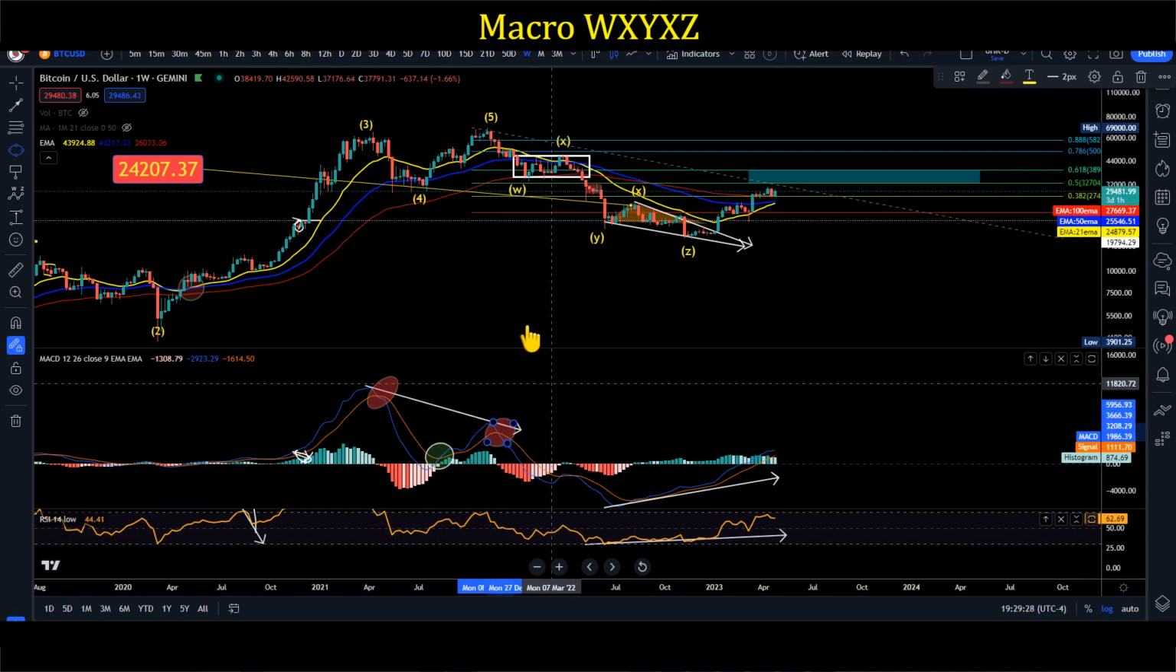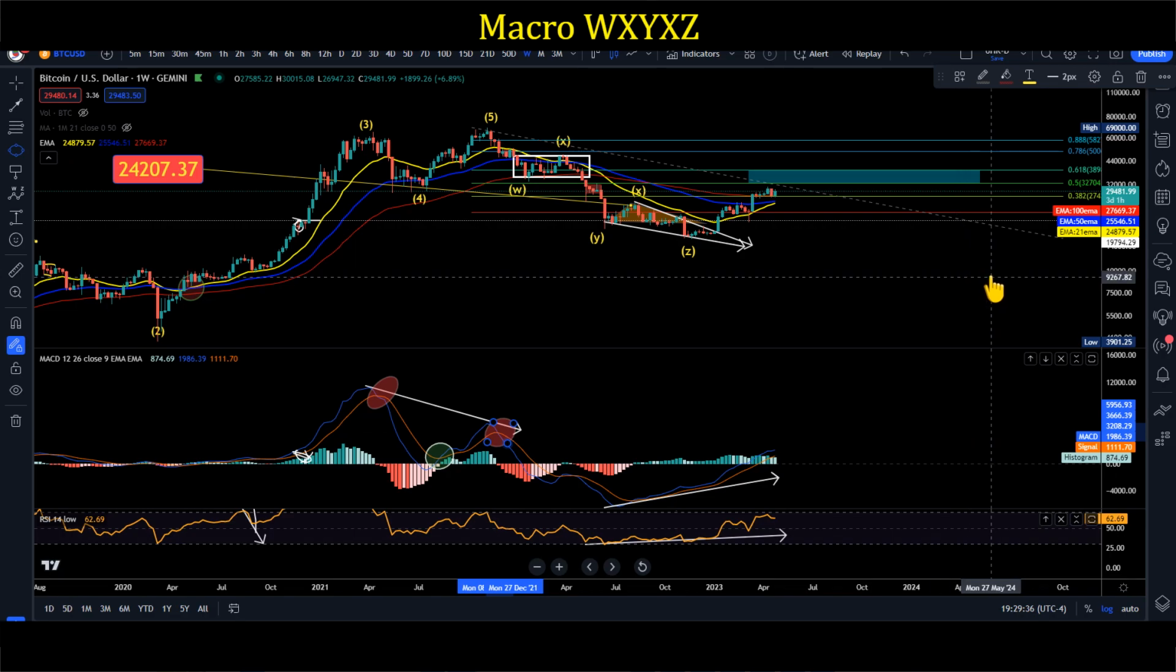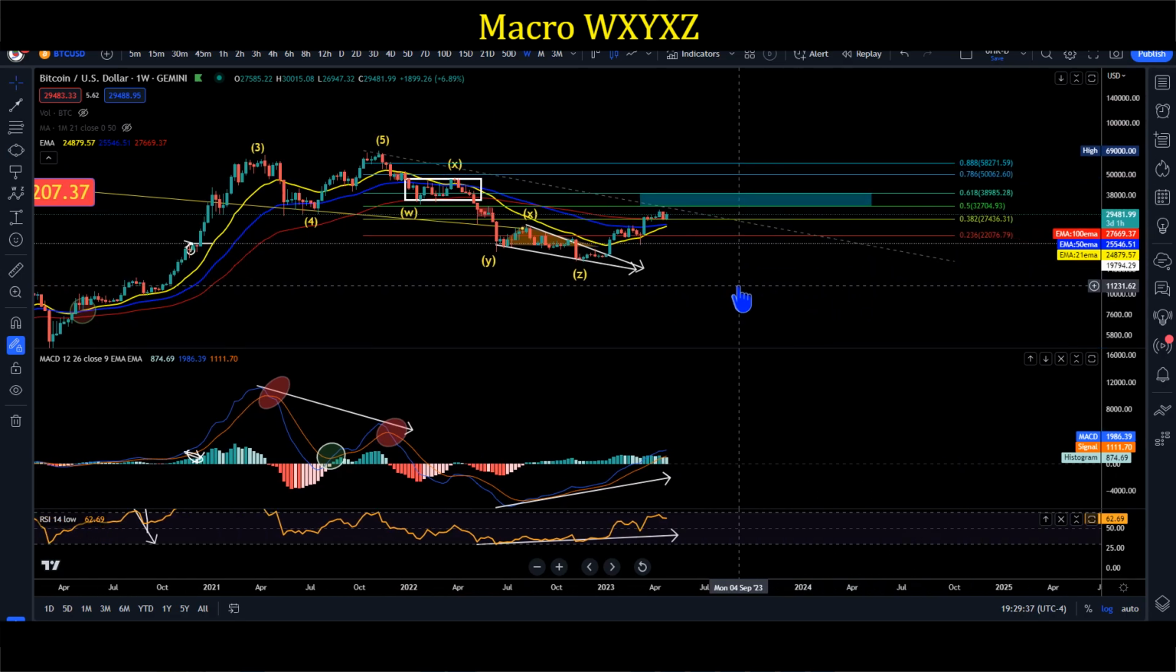Bearish divergence between wave 3 and wave 5. Price action below our 3D 21 EMA. Price action below our weekly 21 EMA. 9 out of 10, it is a downtrend.